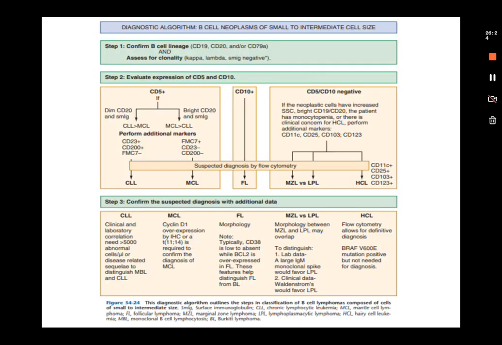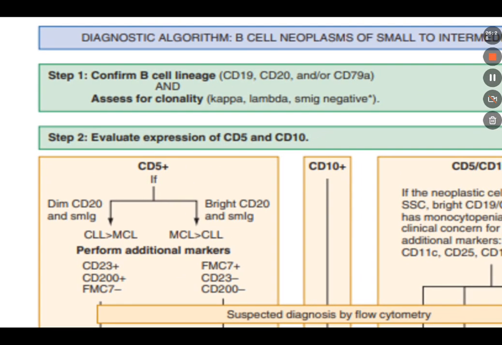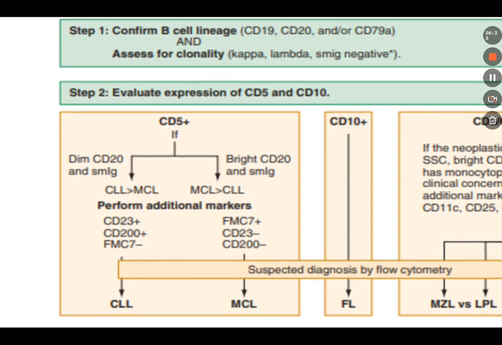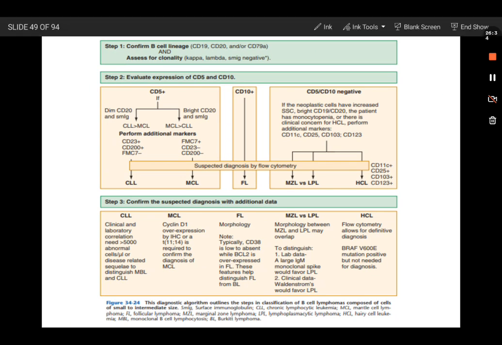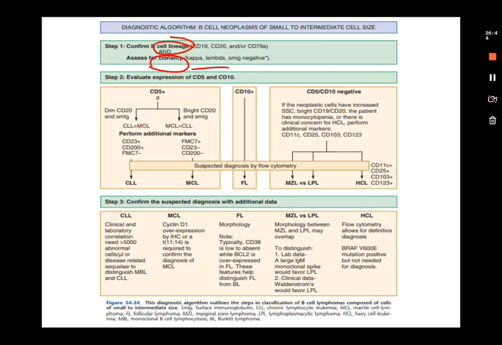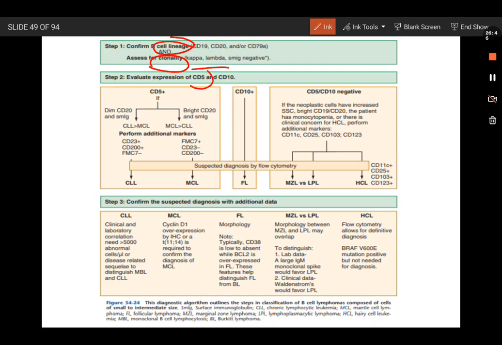We'll see how. So for small to intermediate cell lymphomas, you have to first confirm the B cell lineage, that is CD19, 20 or 79A, and you assess for the clonality. So you have to establish both. You have to establish the lineage as well as clonality of the cells: kappa, lambda, or surface immunoglobulin negative. After that, CD5 and CD10 are two important markers to distinguish between lymphomas.